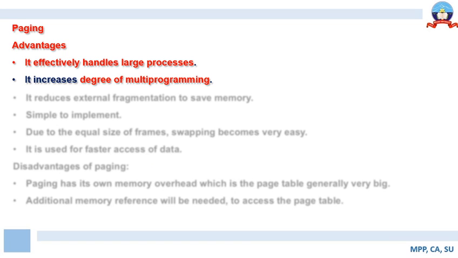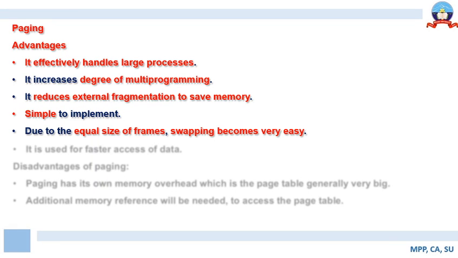It increases the degree of multi-programming, because, assisted by paging, we can have more pages belonging to multiple processes simultaneously coexisting in the main memory. So paging does increase the degree of multi-programming. It reduces external fragmentation to save memory. Paging is very simple to understand and easy to implement. So this is one of the biggest advantages of paging.